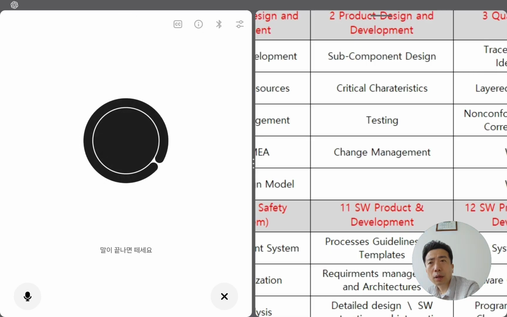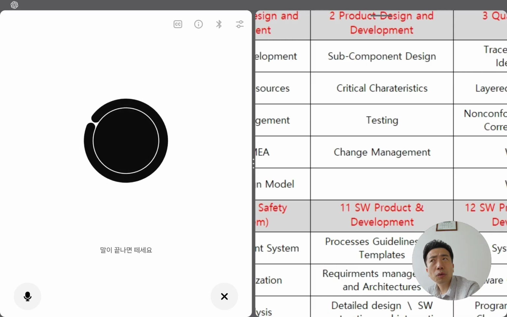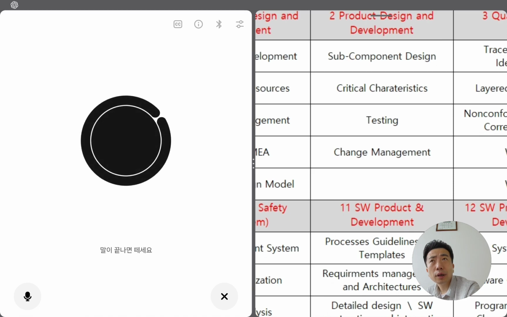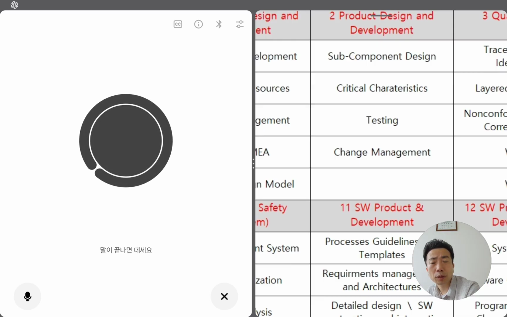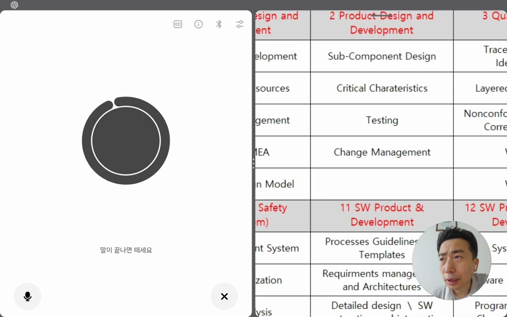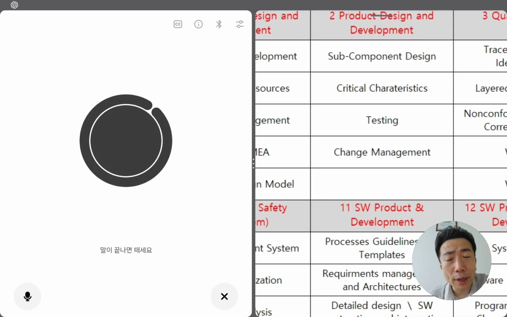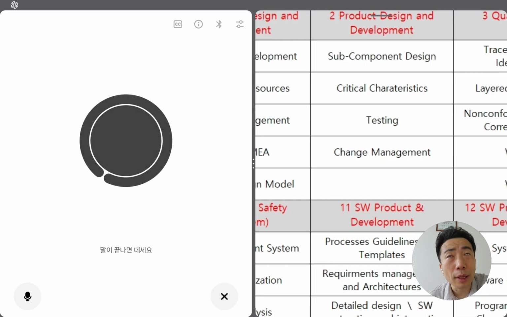I'm just wondering how automotive parts suppliers usually mark critical characteristics in the documents. How do they usually mark special characteristics in the various documents like control plan, DFMEA, and PFMEA?